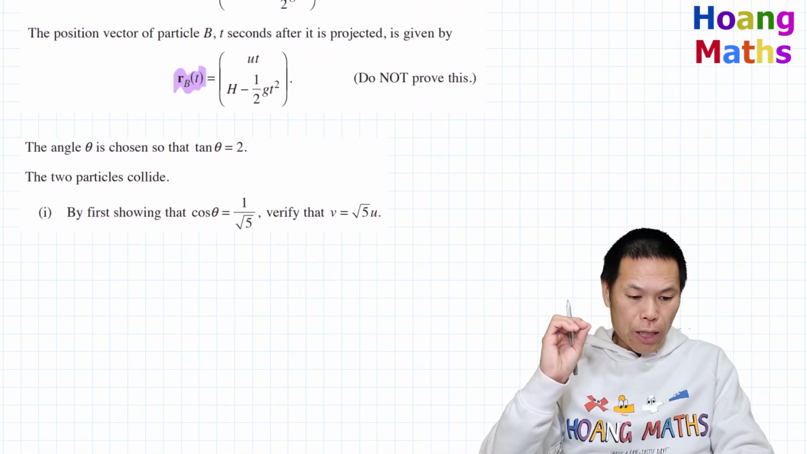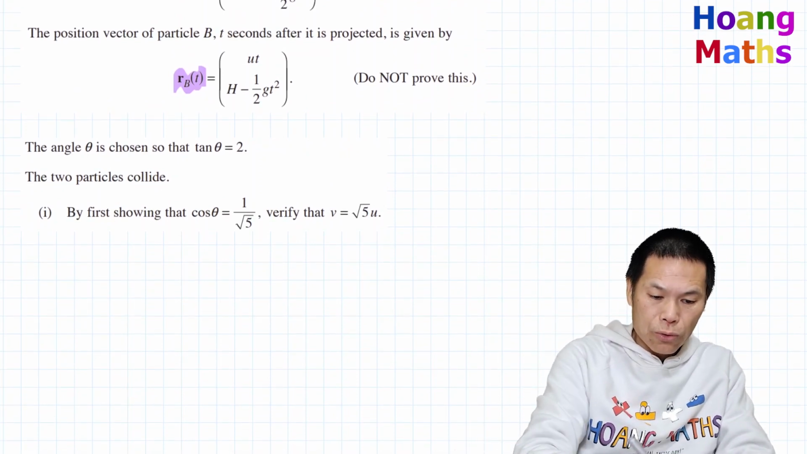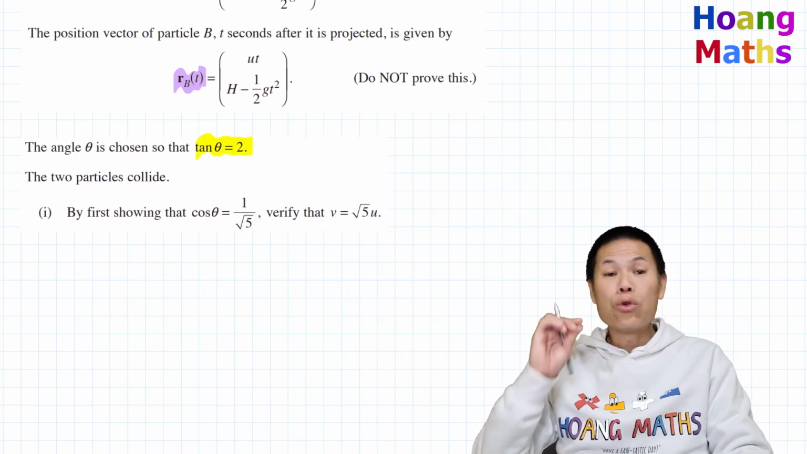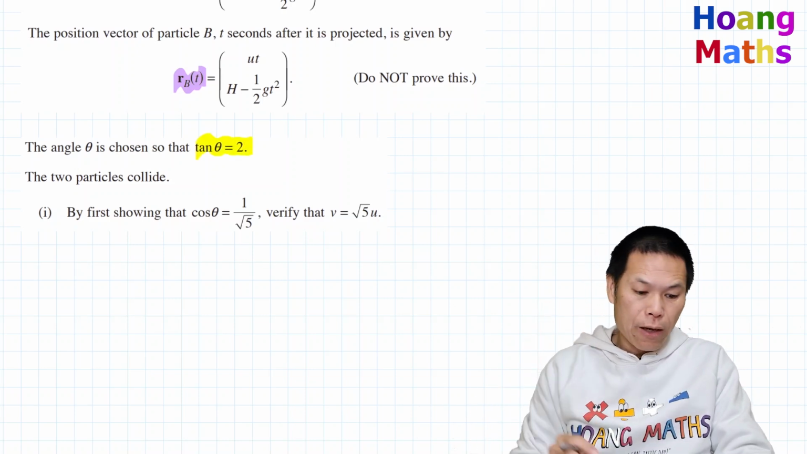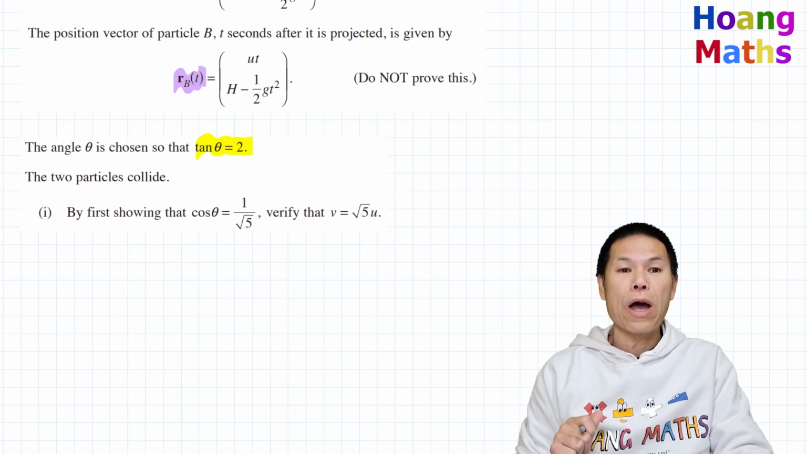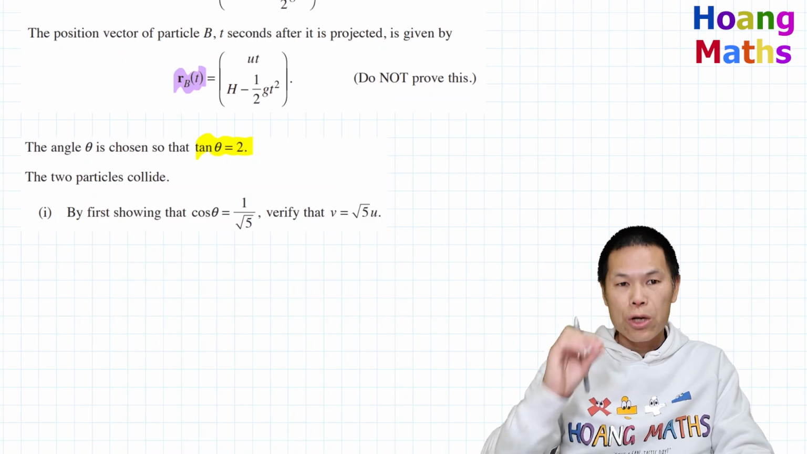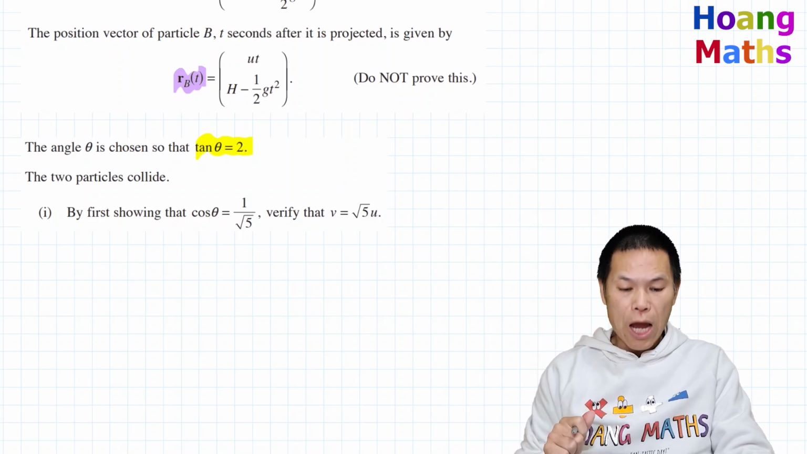The angle theta is chosen so that tan theta is equal to 2. The two particles collide. First, show that cos theta is equal to 1 over root 5. Then verify that v equals square root of 5 times u.